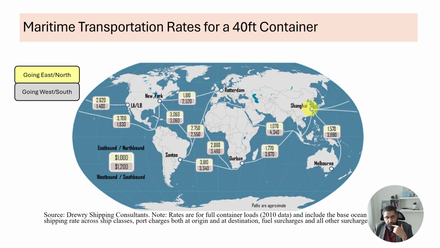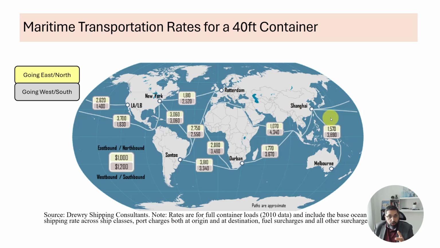Let's look at Shanghai to Melbourne, Australia. Going south is expensive, $3,690, so China to Australia. Going Australia to China is cheap, $1,570. And again, that's expected. Australia imports a lot of stuff from China. Australia does not export a lot of stuff to China. So on the way back, the ships are shipping a lot of empty containers, bringing empty containers back to China for reuse.